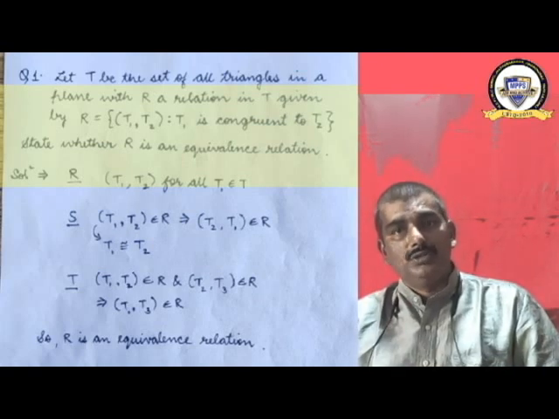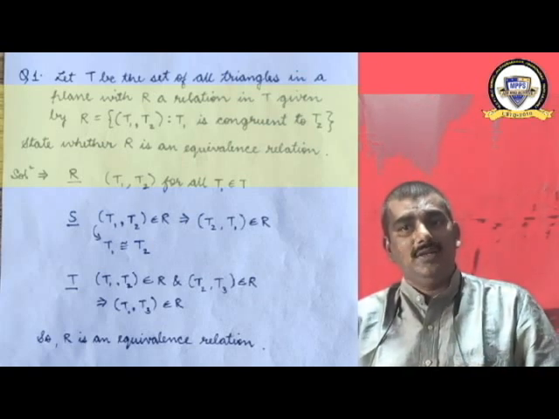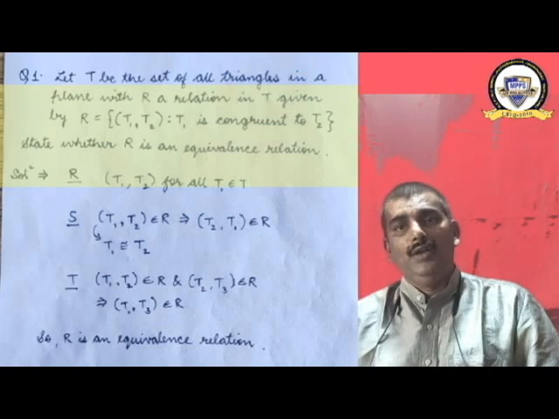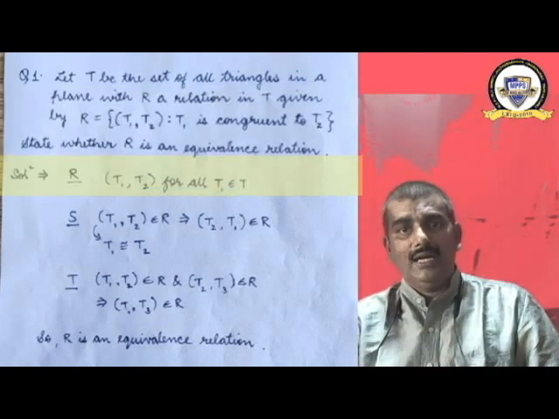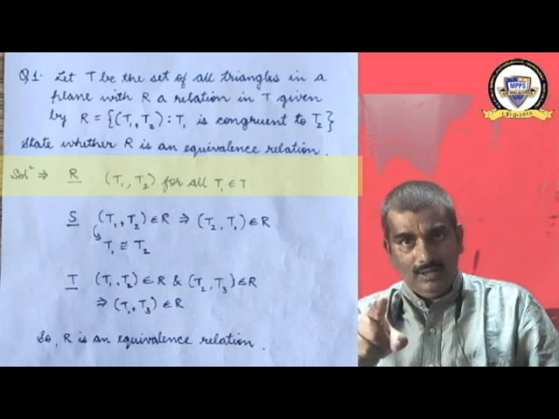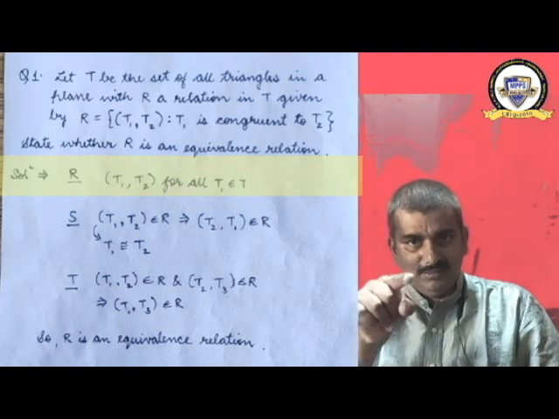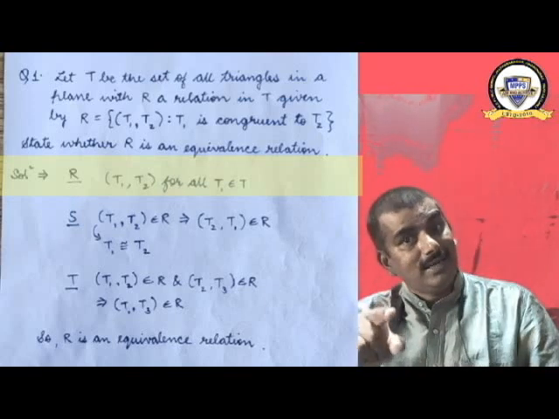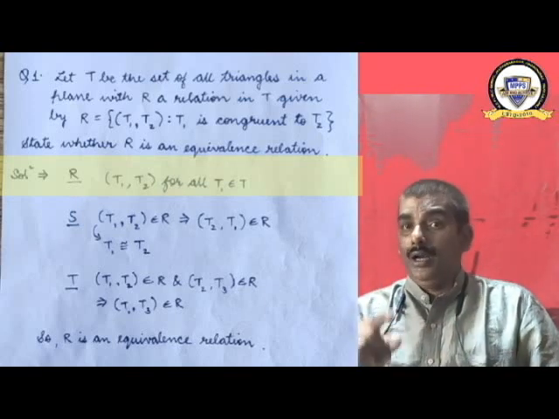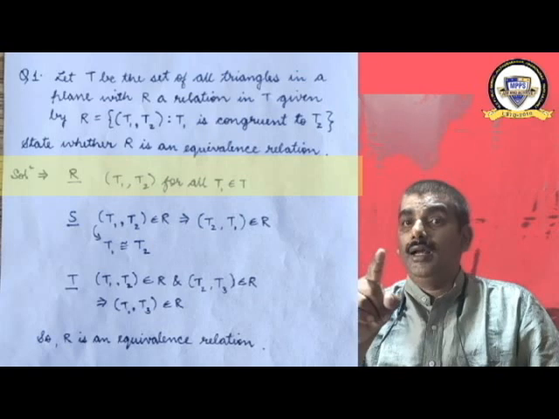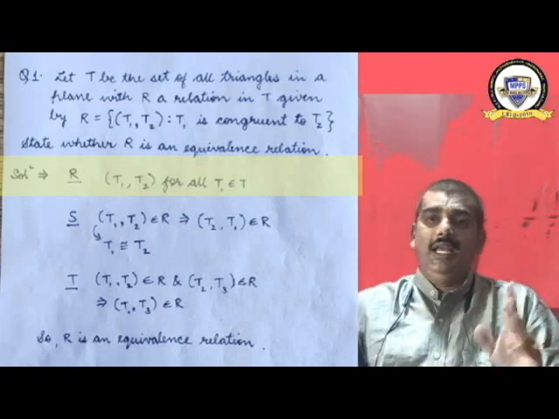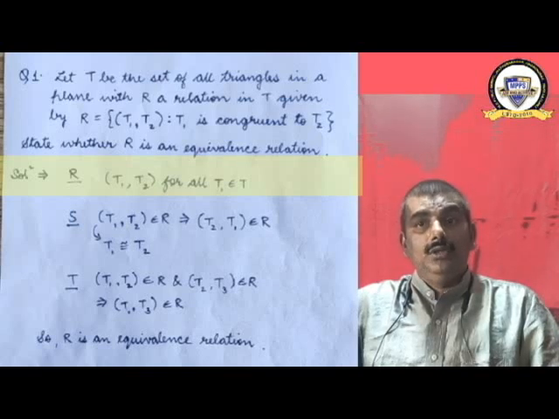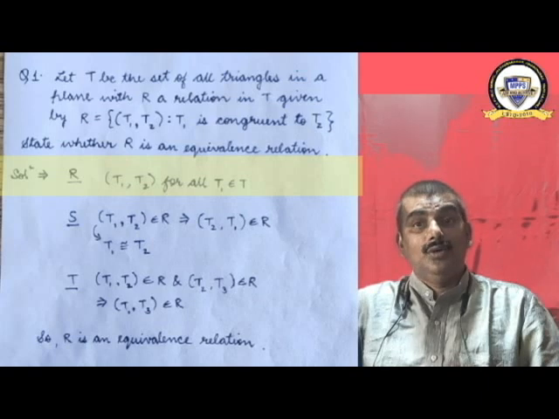So you have to prove whether the relation is an equivalence relation or not. First of all, if you want to prove that this is an equivalence relation, you have to prove that this is reflexive, this is symmetric, and this is transitive. So relation is reflexive. We are going to consider that T1 and T2 are congruent.